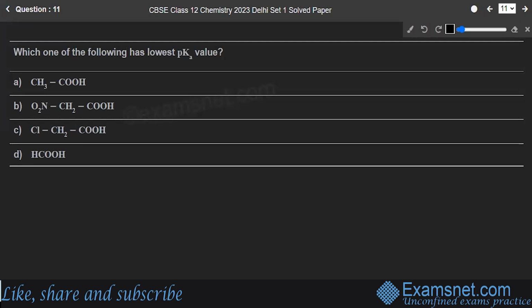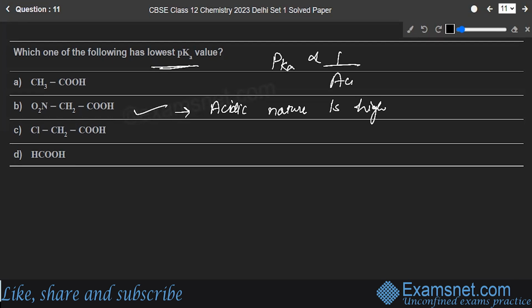Number 11, which one of the following has the lowest pKa value? Out of these options, the one which is having the NO2 group, this is option B. NO2 is an electron withdrawing group, so removal of electrons is very easy from that group. That means the acidic nature is high for this. That gives it a lower pKa, because pKa is inversely proportional to the acidic strength. So the more the acidic strength, the lower the pKa value. That makes B the right option.